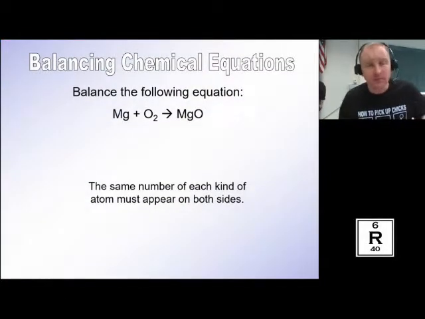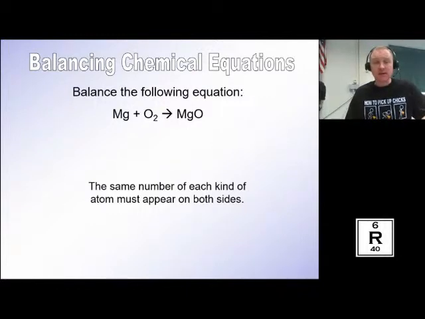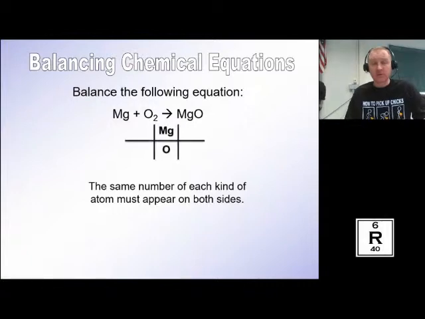So we're going to balance this equation here. Magnesium plus oxygen makes magnesium oxide. The first thing that we need to do is list all the atoms in this equation. The atoms that we have here are magnesium and oxygen. This is what I mean about the first step, listing all of them.